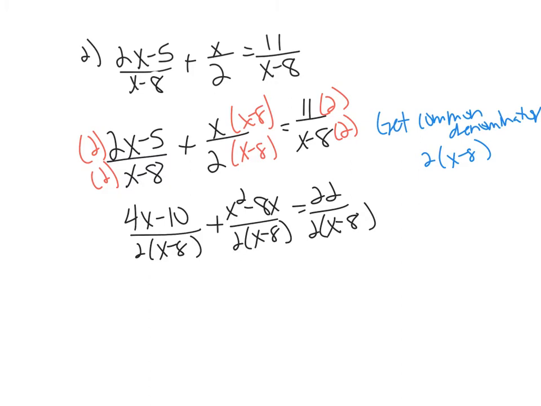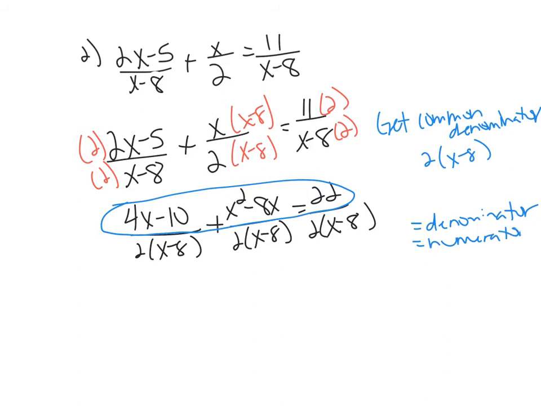Okay, well, what do we notice? If all our denominators are the same, that must mean our numerators are equal. So equal denominators means equal numerators. So we have 4x minus 10 plus x squared minus 8x equals 22. And we're just going to solve this for x.